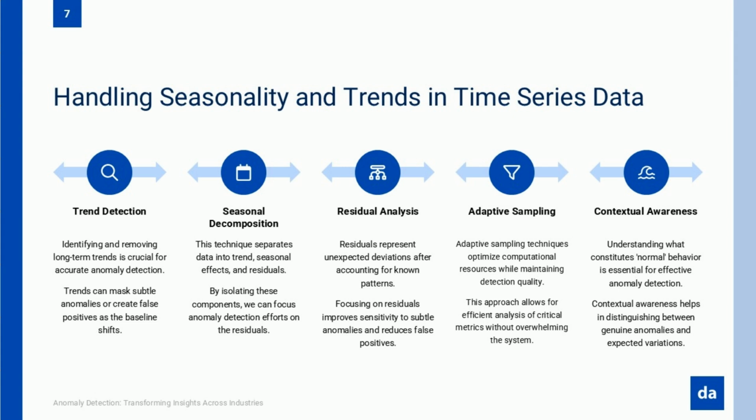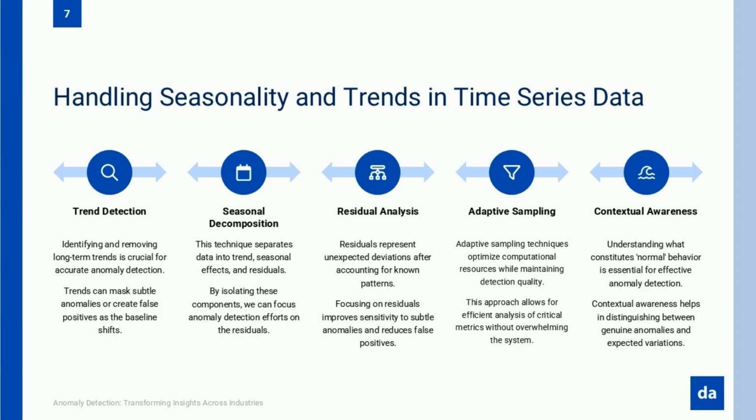The preprocessing pipeline for time series anomaly detection follows a clear sequence. First, identify and remove trends to create stationary data. Second, detect and remove seasonal patterns at multiple frequencies. Finally, pass the residual component to your anomaly detection algorithm. This approach dramatically reduces false positives by ensuring that only truly unexpected variations trigger alerts.